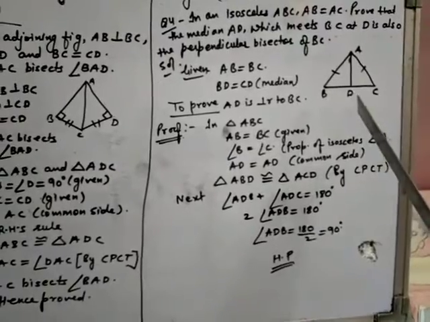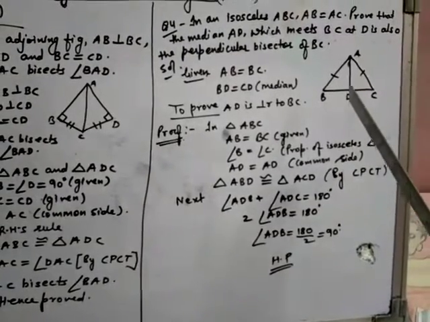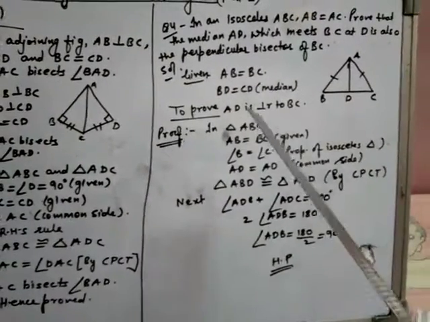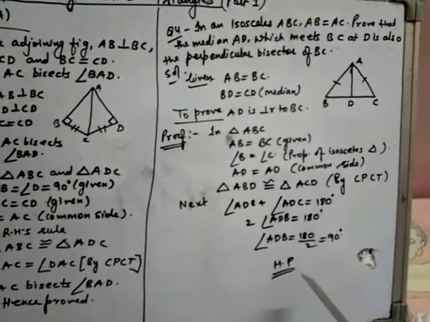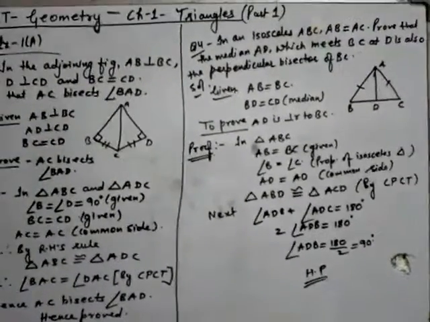As soon as angle D is 90 degrees, it means AD is perpendicular to BC. What is perpendicular? 90 degrees. Therefore, angle ADB equal to 90 degrees. Hence proved. Clear, student? I hope you understood.